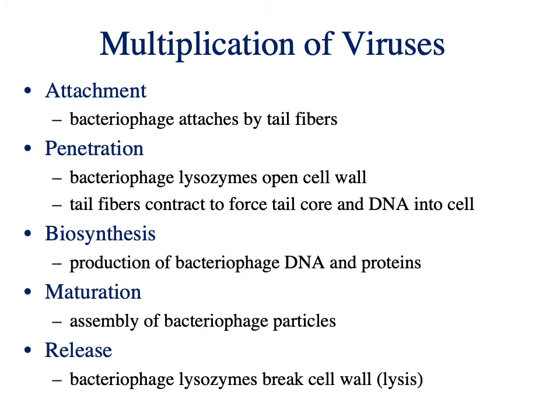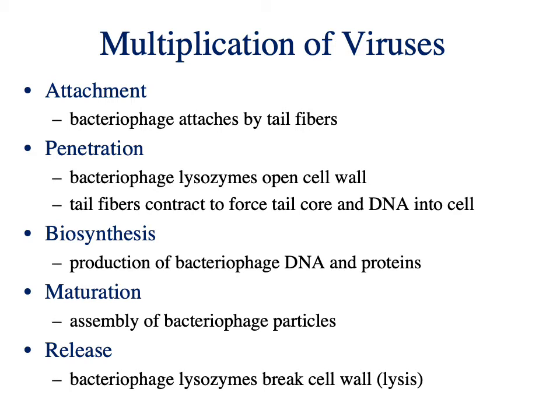Now let's look at the multiplication process of viruses. You need to know this for quizzes and exams. You need to know each of these steps and what is happening in each of them. So the first stage is attachment. The bacteriophage or virus comes along, finds its specific host cell, and wants to infect it, so it has to attach to it. Then it needs to penetrate into that host cell. It needs to somehow either open up the cell wall or force its way in, but it needs to get its genetic material into that host cell. So the second stage is penetration.